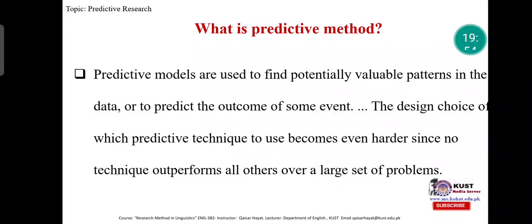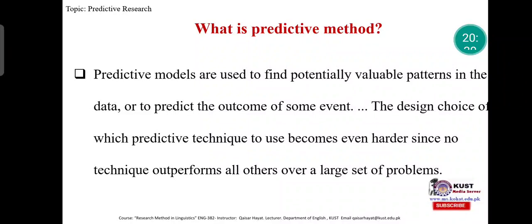Student, predictive research models are used to find potentially valuable patterns. These valuable patterns are in the form of data, and on the base of these data, a prediction of the outcome of some event is made. The design choice, or which predictive technique to use, becomes more difficult or harder because no technique outperforms all others over a large set of problems.